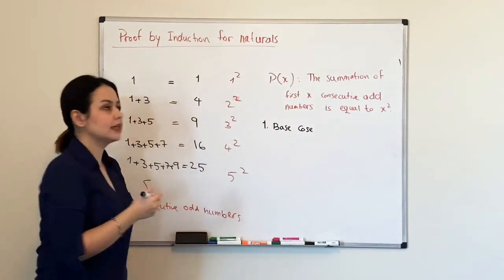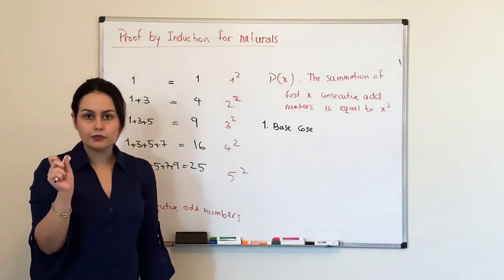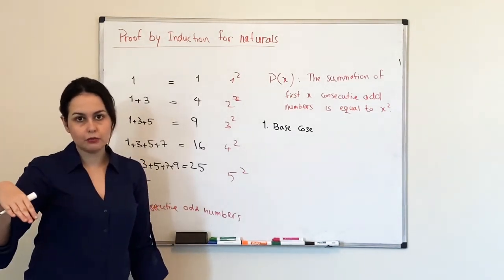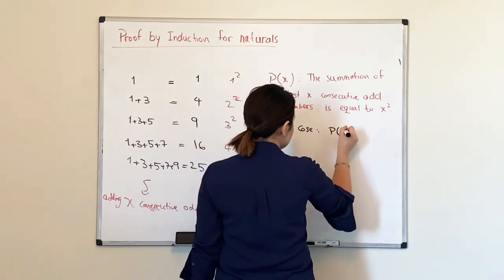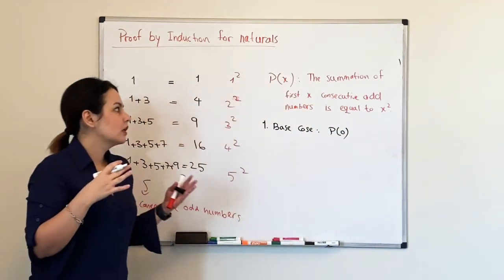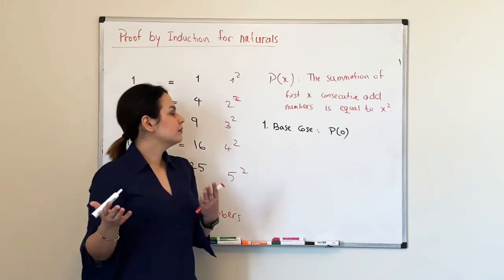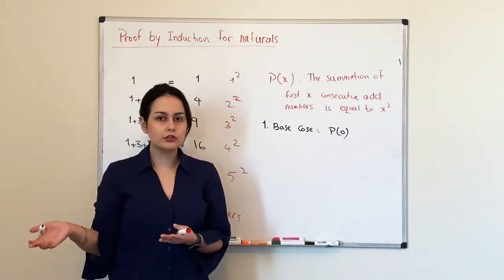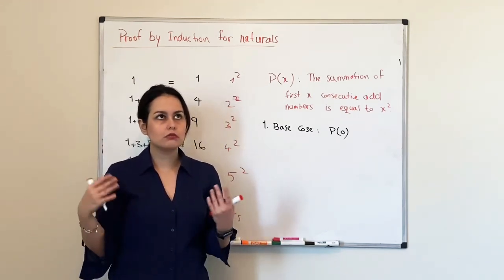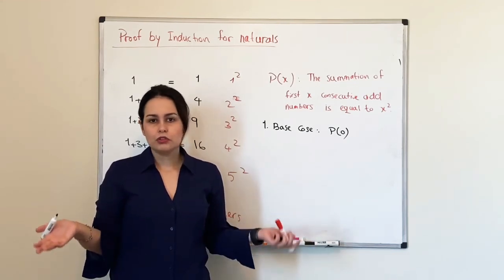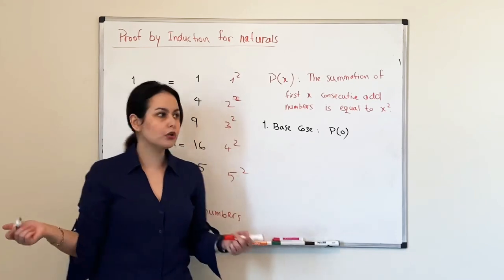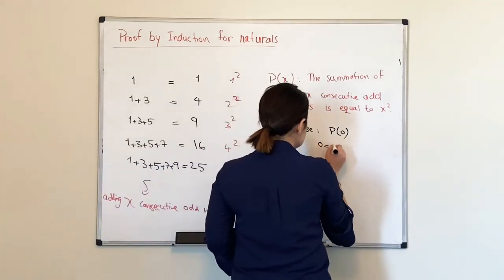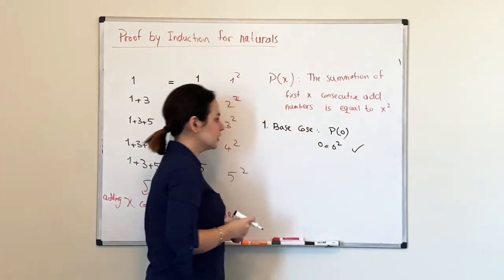Base case: we learned that in natural numbers it is for 0, because the smallest number is 0. So I need to show that the summation of the first 0 consecutive odd numbers is 0 squared. The summation of 0 numbers is 0, and 0 squared is 0. It is really easy, so I can check that.